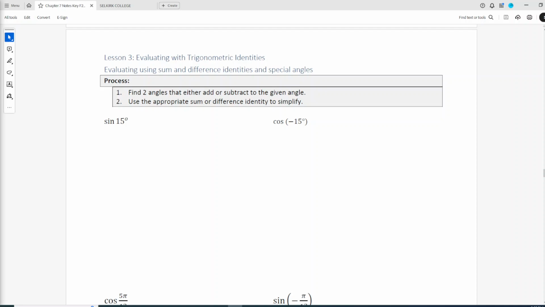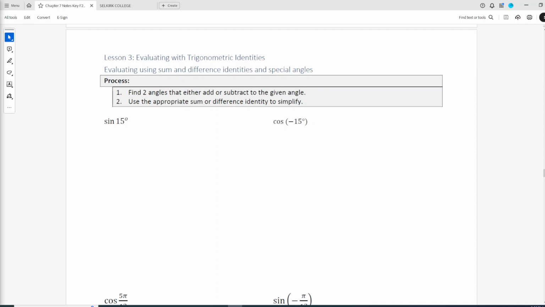All right, we're switching gears. So if you didn't like what we were just doing, you can kind of leave it for a little bit. These things are all going to be related. We're going to be using all the same identities, but in a very different way. I call the first half of this chapter the simplifying chapter and algebraic manipulations, and the second half of this chapter will be evaluating and solving.